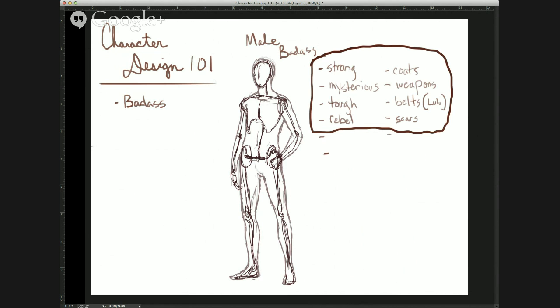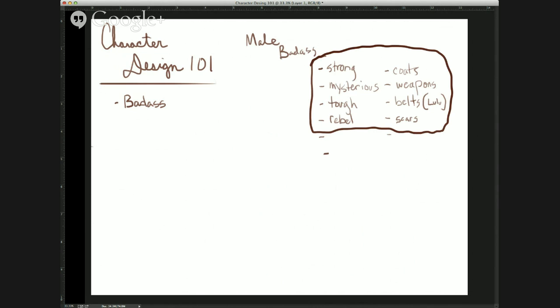Actually, I don't know if I want to. I kind of want to do a badass female more than a badass male. I'm going to change this. Female badass.